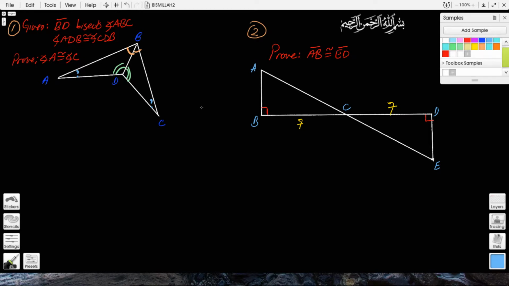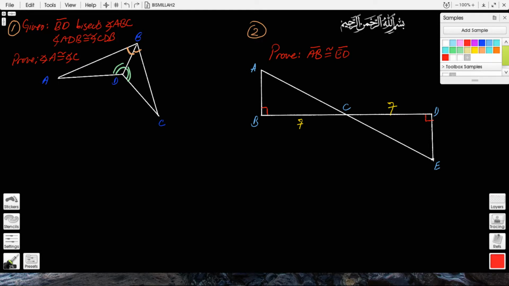Well, how are we going to do that? If we can prove this triangle to be congruent to this triangle, then we can prove angle A is congruent to angle C from CPCTC. So my goal is to prove that those two triangles are congruent, so I can prove those two angles to be congruent. So how am I going to do it? Any ideas? I think you probably figured this one out, but if you didn't, this is how I would do it.